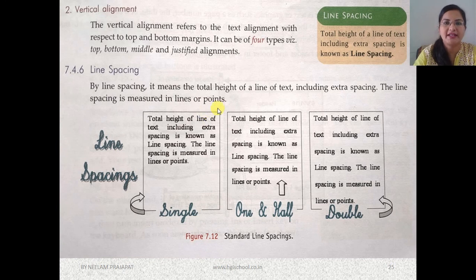Now vertical alignments: top, middle and bottom. The vertical alignment refers to the text alignment with respect to the top and the bottom margin. It can be of four types, viz. top, bottom, middle and justified alignments. Got it?